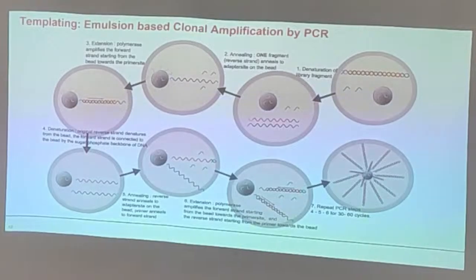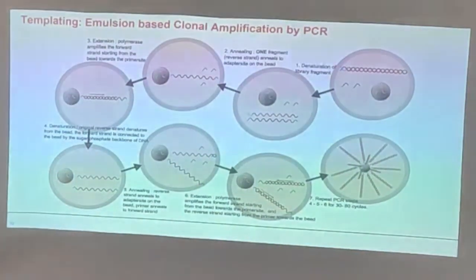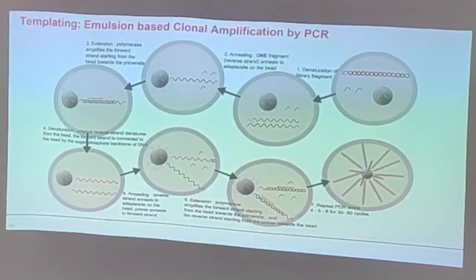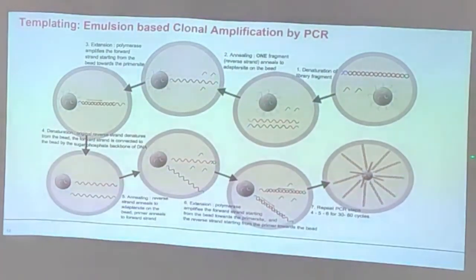Only this part will amplify where the library has both the P1 and X adapter. Both primers will be there, and that is called the enriched amplifiable library.